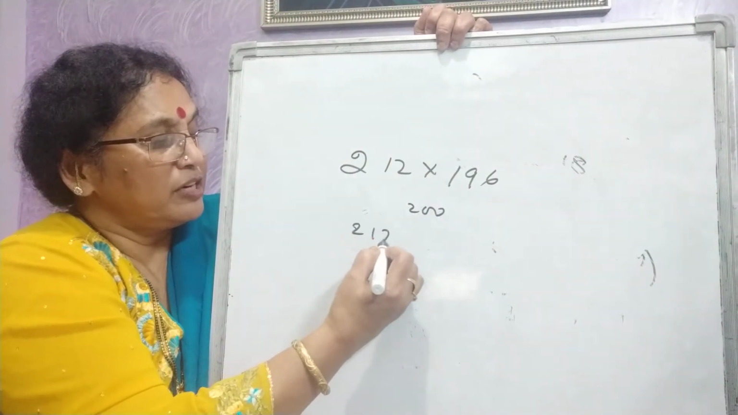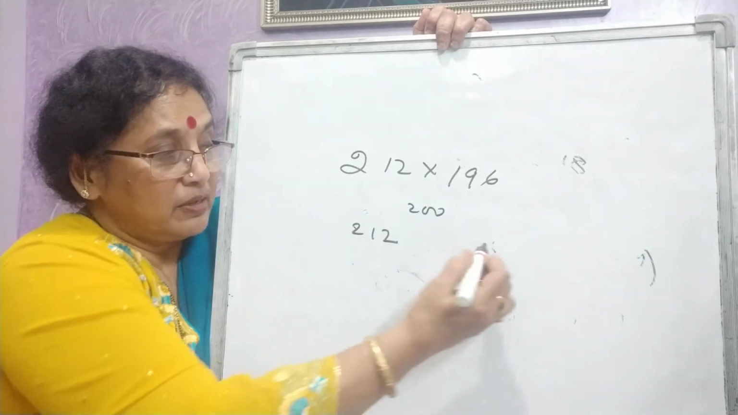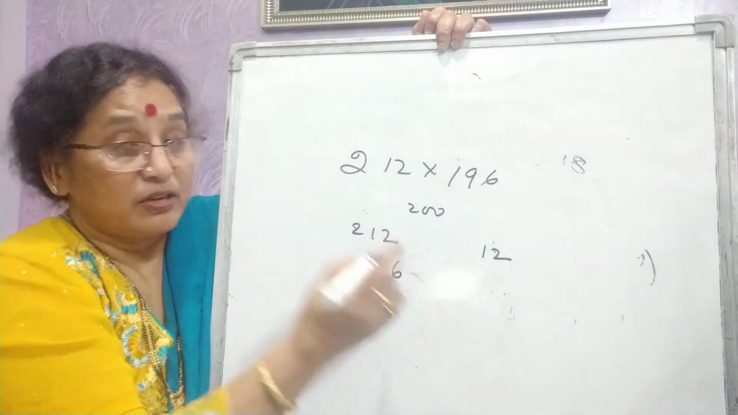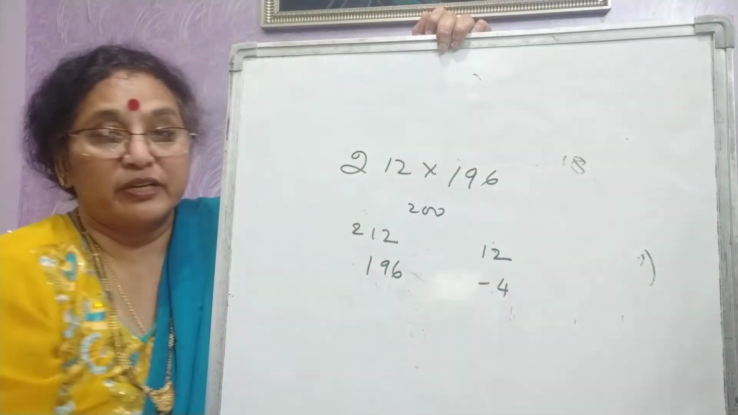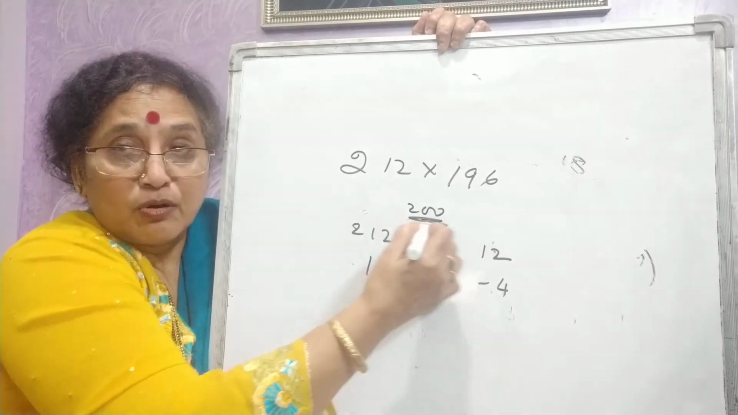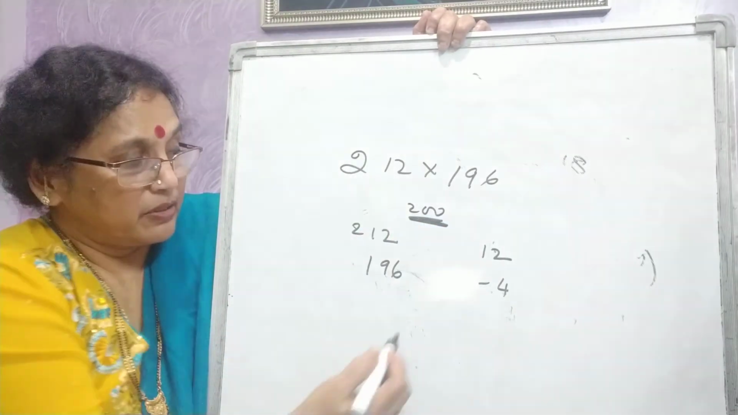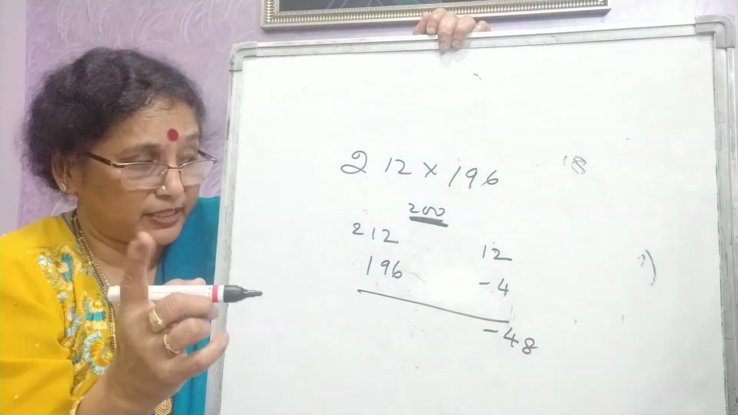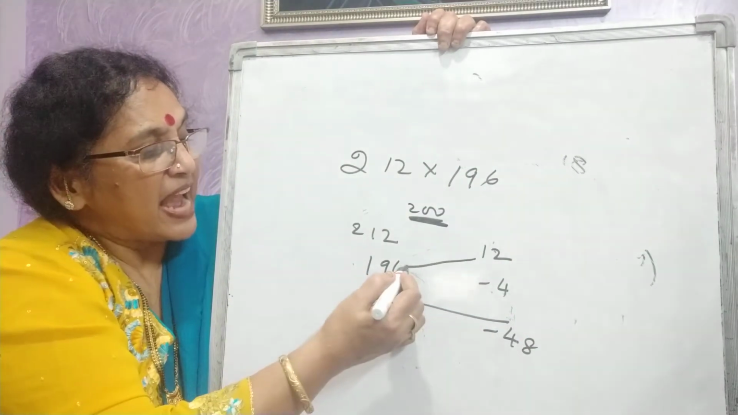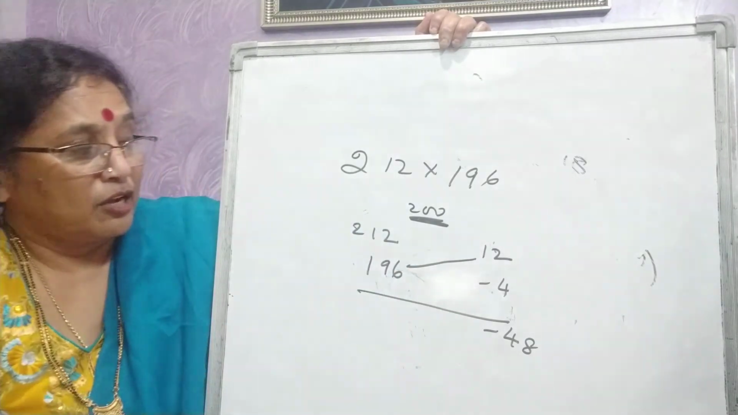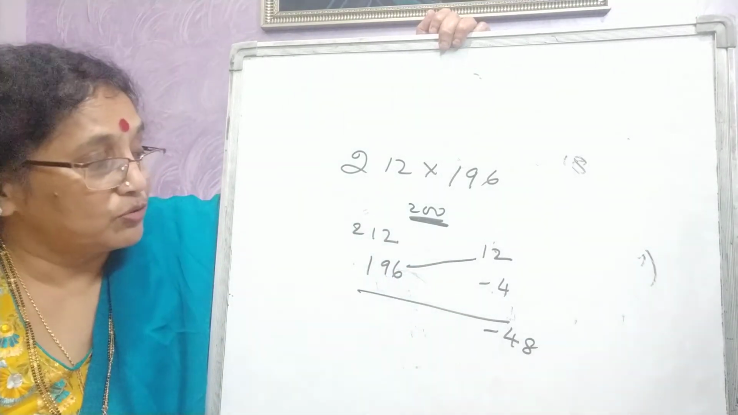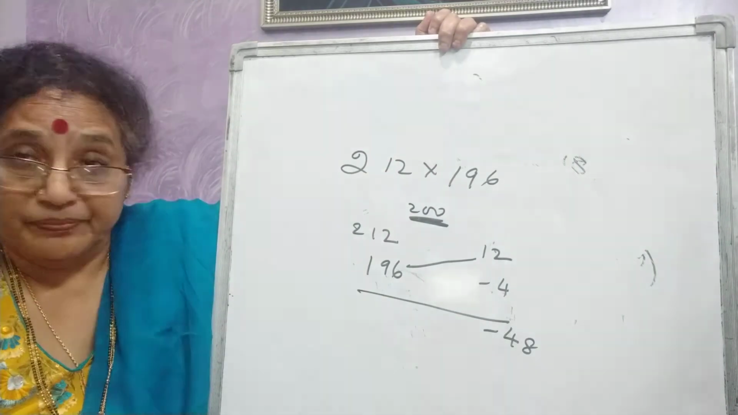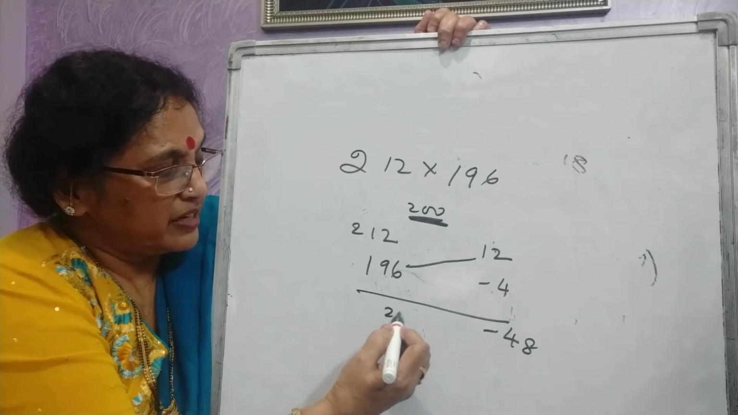So the base number is 200. So now you write 212, don't write 200. 212, 12 more. Then 196 is 4 less than 200. How much it is more or less than this base number? Then you multiply these two, you get minus 48. See, I am getting minus 48. And then crisscross, add this or this, you get the same answer. 212 minus 4 is also 208, and 196 plus 12 is also 208. Right?